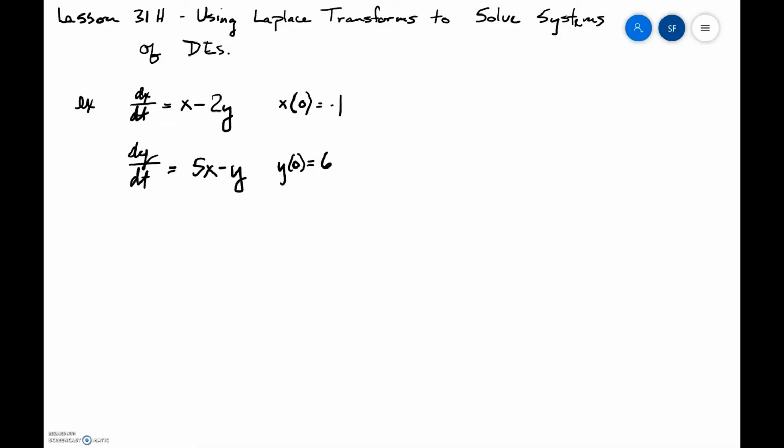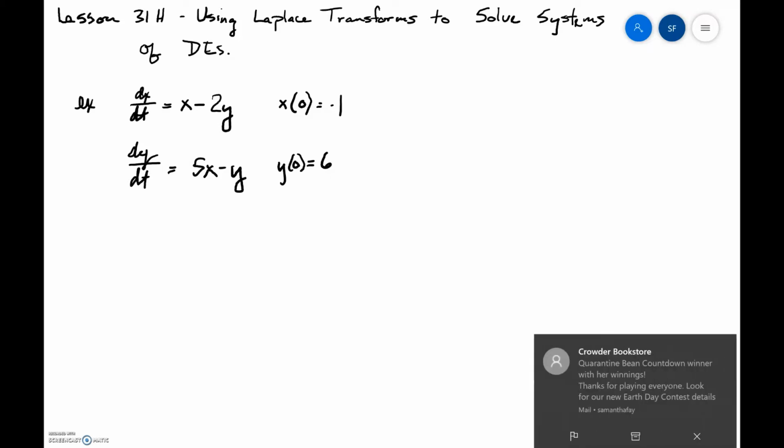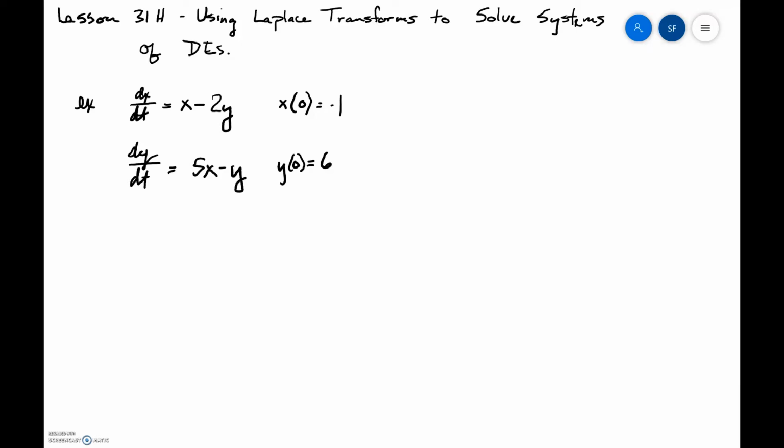Using Laplace transforms to solve systems of differential equations. Okay, so we've got this example: dx/dt equals x minus 2y, and x of 0 is negative 1. dy/dt is 5x minus y, and y of 0 is 6. So the first thing we have to do is transform both of these using Laplace transforms.